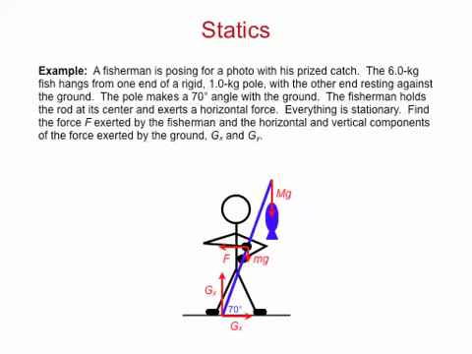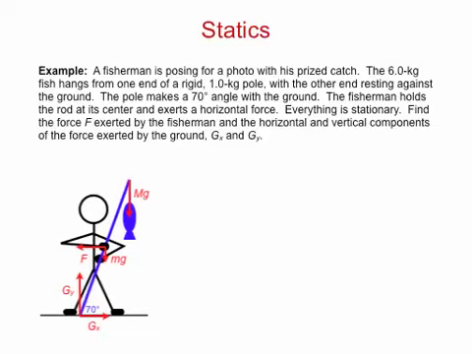Since we don't know a priori the direction or magnitude of the force the ground exerts, we represent it by separate components, G sub x and G sub y. I've chosen to make the y component point up and the x component point to the right. But if either of those choices turns out wrong, it will show up in the math by giving a negative number.